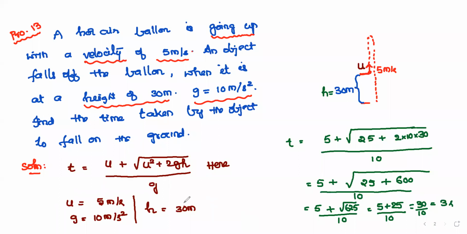This is the answer. Do you have any doubt in this question? No need to write approximately, exactly we got 3. Very good, very good.